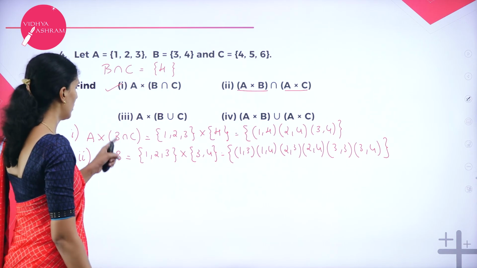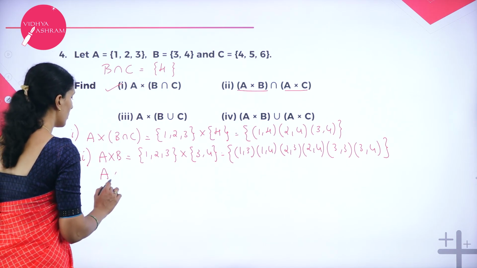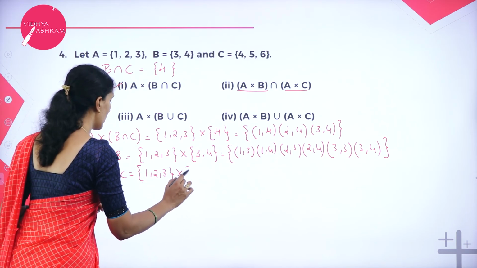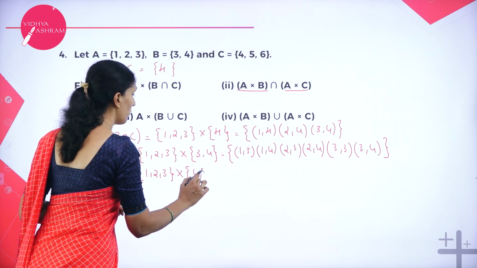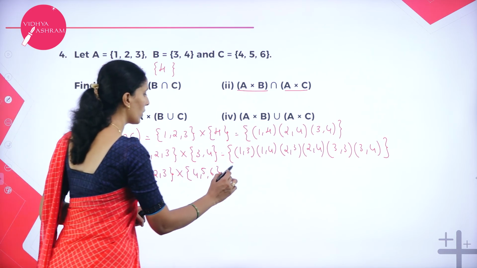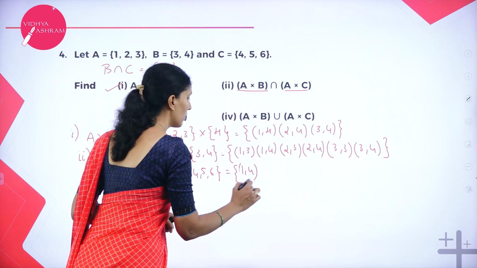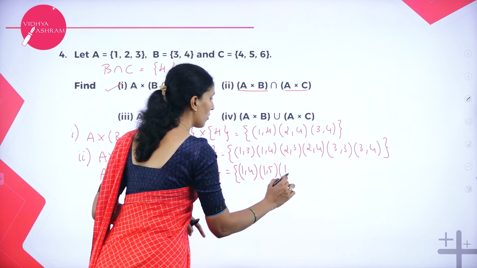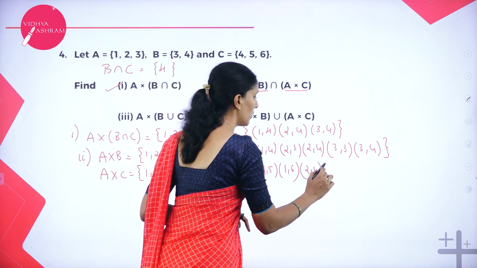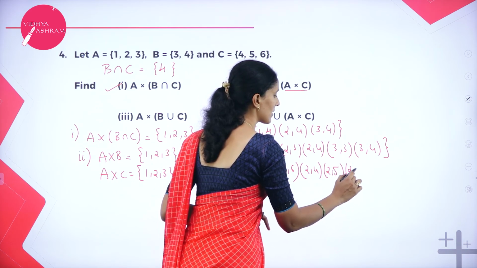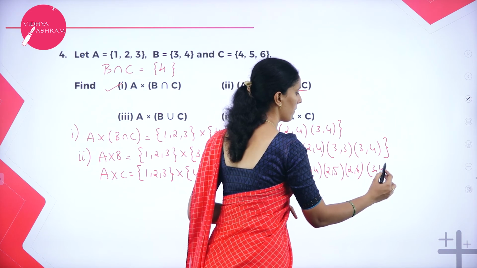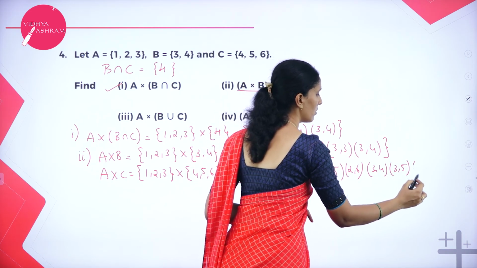Next we have A cross C. What is my A? {1, 2, 3} cross C, which is {4, 5, 6}. So pair the elements individually. First with 1: (1, 4), (1, 5), (1, 6). Next with 2: (2, 4), (2, 5), (2, 6). Next with 3: (3, 4), (3, 5), (3, 6).